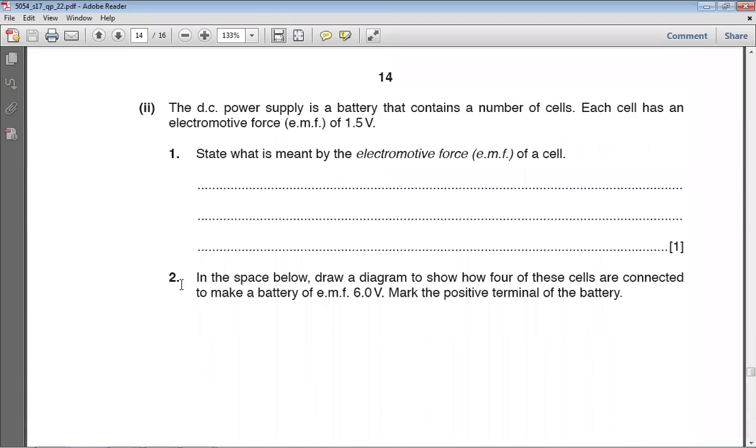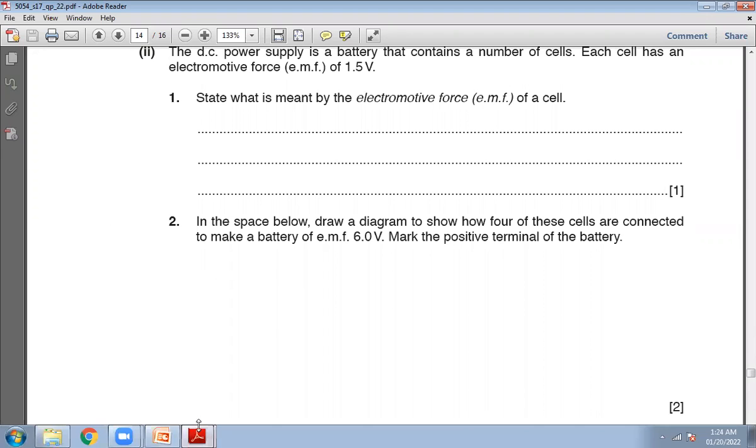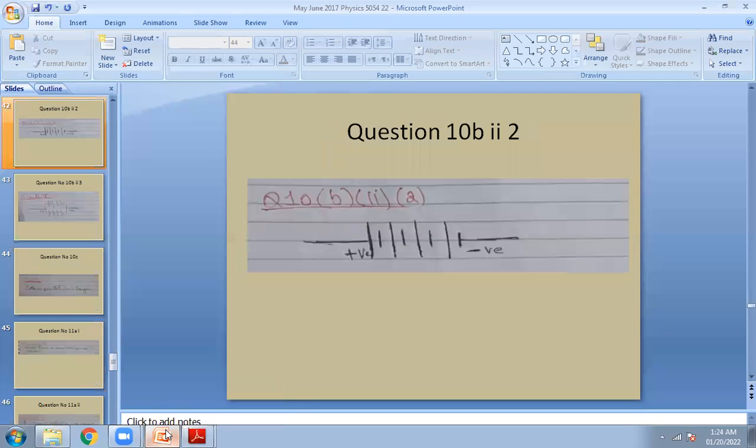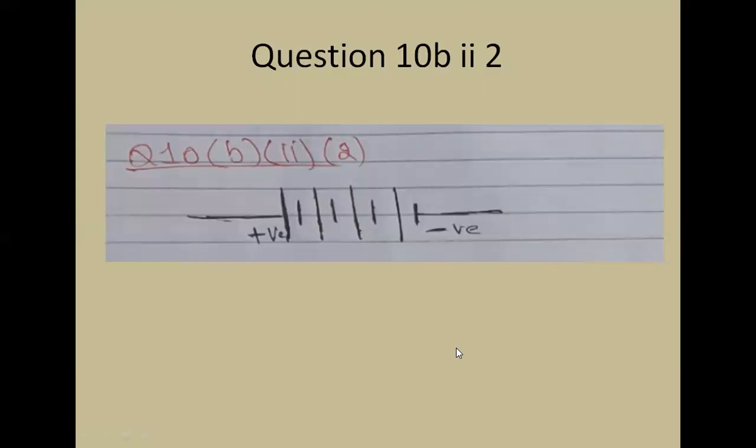That's the second part. He says, in the space below, draw a diagram to show how 4 of these cells are connected to make a battery of EMF 6 volt. Mark the positive terminal of the battery. So let me show you. If you have 4 cells which are each of 1.5 volt, and you want to get 6 volts, you will have to take 4 such cells, and the negative of one is connected with the positive of the second, the negative of the second is connected with the positive of the third, and the negative of the third is connected with the positive of the fourth. So this is how your cells are arranged.